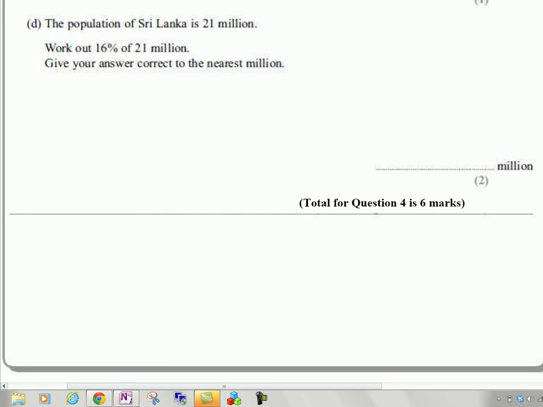Question 4D. The population of Sri Lanka is 21 million. Work out 16% of 21 million. Give your answer correct to the nearest million.